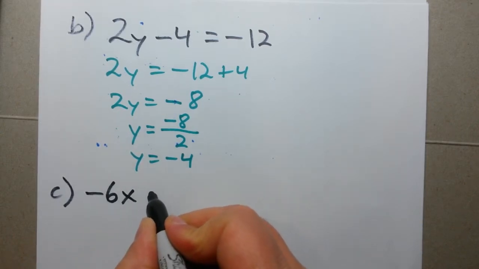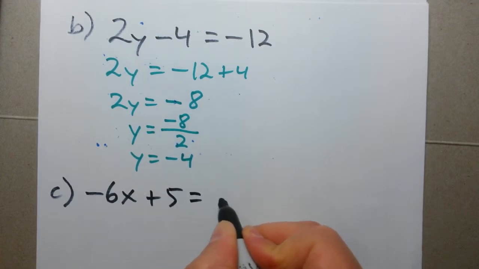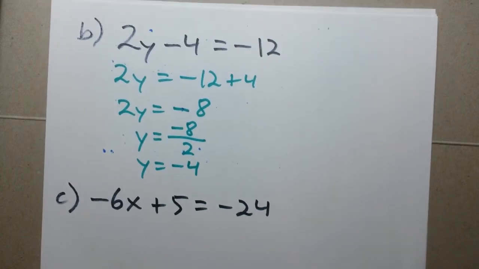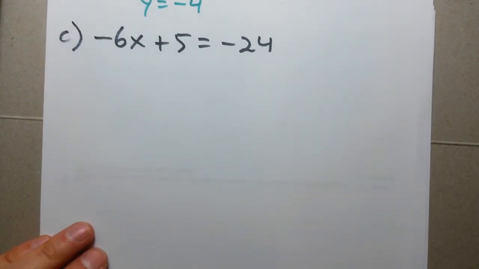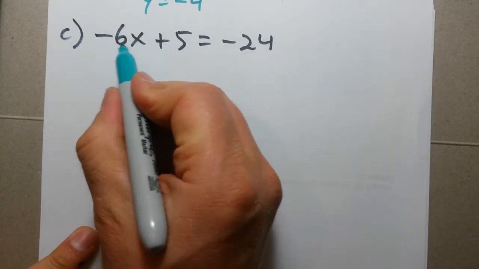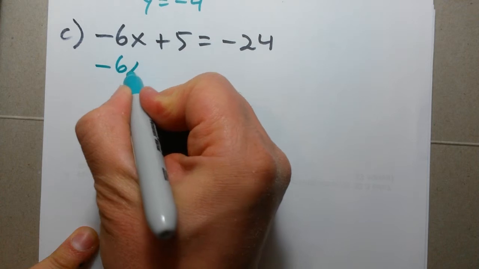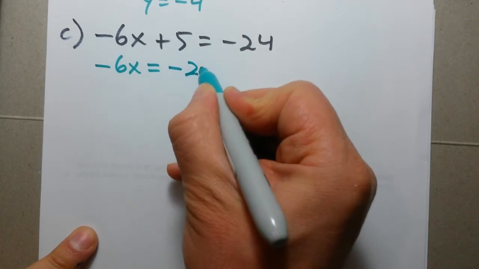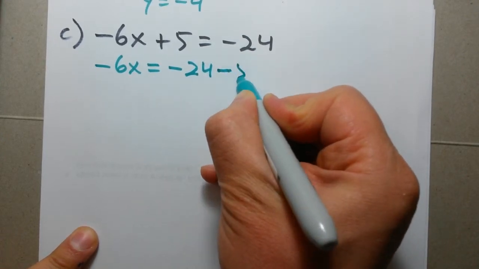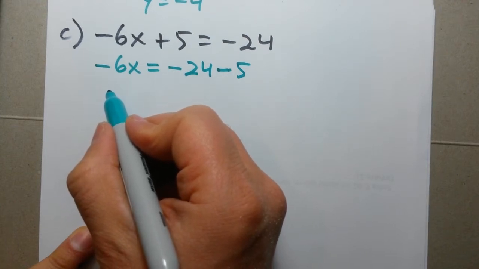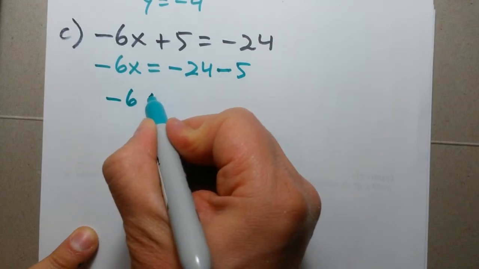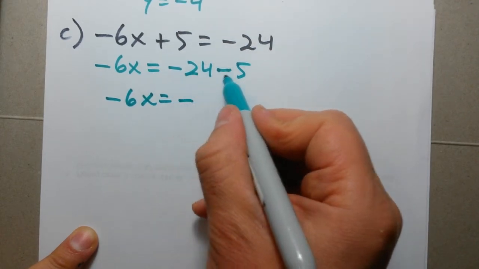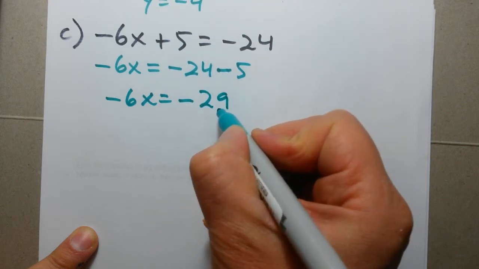Minus 6x plus 5 equals negative 24. Okay, let's move this up, and we have the same thing. We need to isolate for x. Let's move anything that is not x to the other side of the equal sign. So plus 5 on the other side becomes minus 5. So we have minus 6x equals negative 24 minus 5, which gives you minus 29.